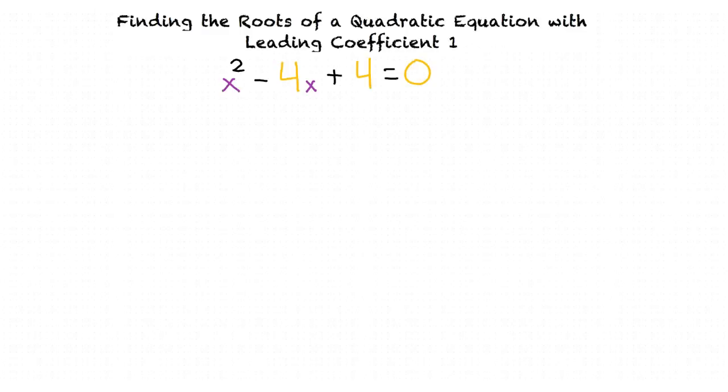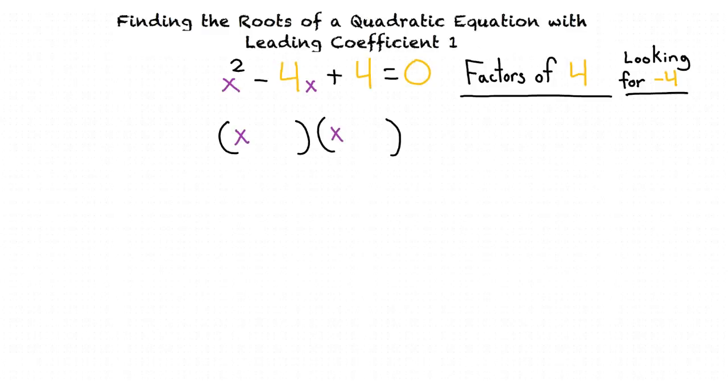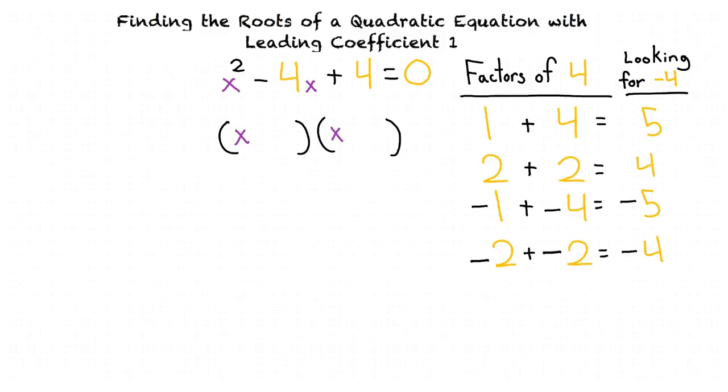x squared minus 4x plus 4 equals 0. We then list out the factors of 4 to see which pair adds up to negative 4. We see that the pair that adds up to negative 4 are negative 2 and negative 2. This factors out our quadratic equation to x minus 2 times x minus 2. Even though our roots are the same, we still have two roots because a quadratic equation has two roots.